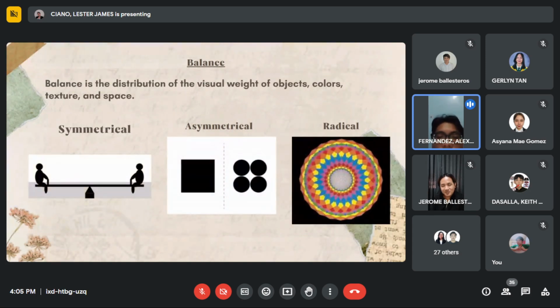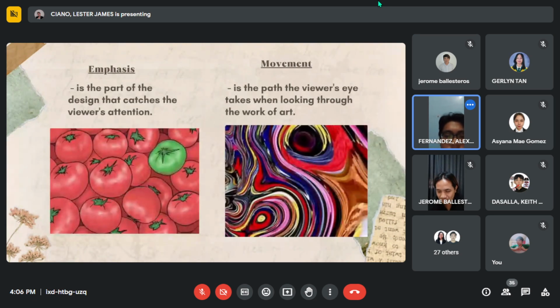Sa radial balance naman, achieved when the elements are arranged around a central point. Yung elements may exhibit similarities as they spread around the central point. Next slide, please. Next slide. Yun. Thank you.